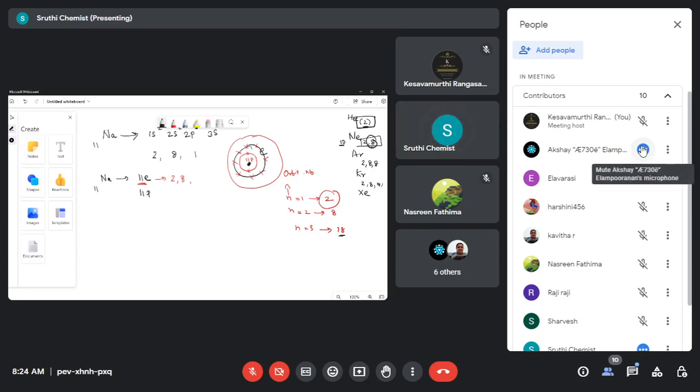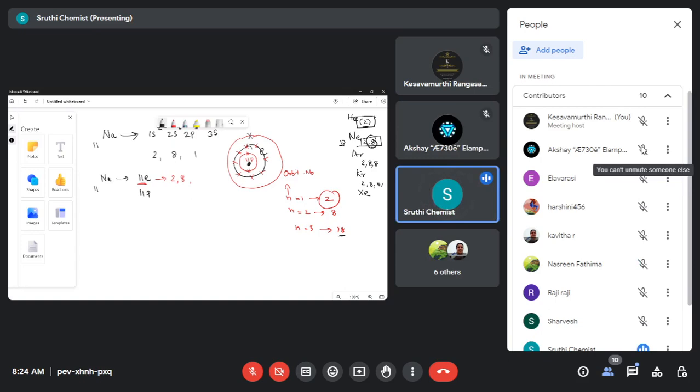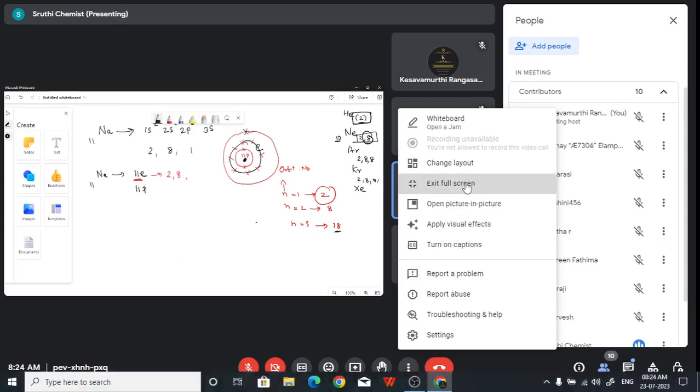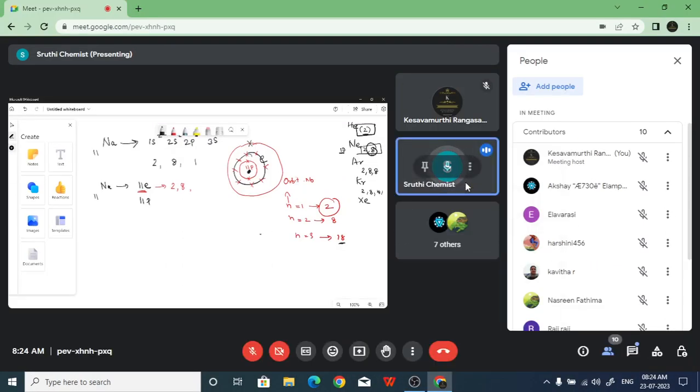Yes or no? Okay, so we can place the last electron in the third orbit. It doesn't mean that the third orbit must have 18 electrons. The maximum is 18 electrons, but even if you have fewer than 18, you can place them in the third orbit. So now the third orbit has 1 electron.